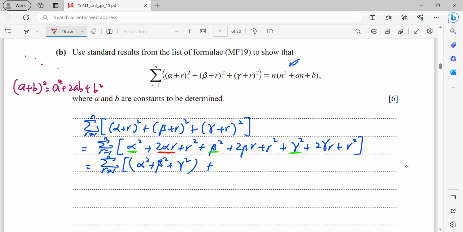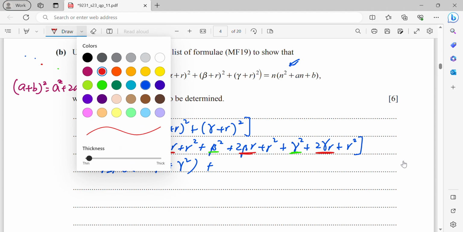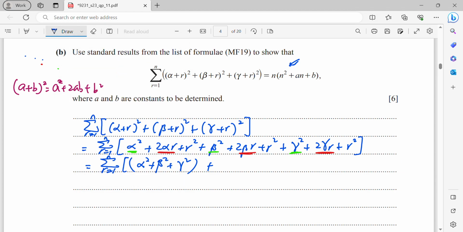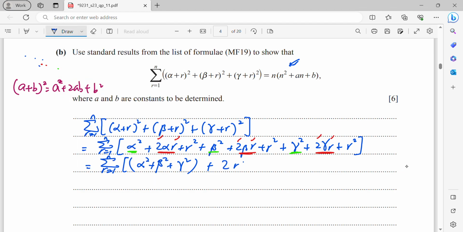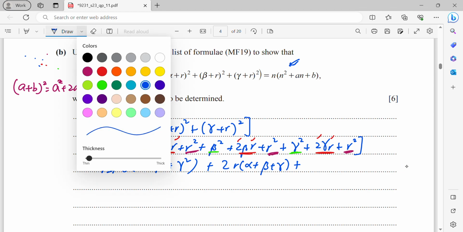Then after that, I will refer to those with the r, which are underlined in red color. From here, I notice that the 2r will be in common, so I will factorize 2r. Then 2r bracket alpha plus beta plus gamma. Lastly will be the remaining terms, all the squares. This is r squared, r squared, r squared, which means when you add together, it will be 3r squared.